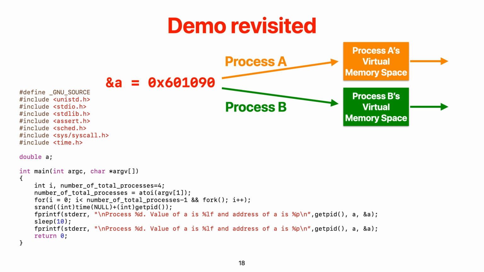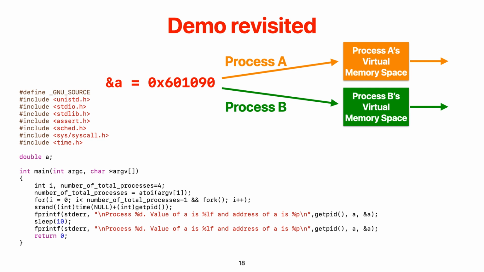So with the virtual memory abstraction, with the demo that we just saw, even though both programs have the same address for variable A, for process A this address will go to its own virtual memory space and get translated into a different physical location. The same thing for process B: it will go to a different physical location. And because they have different physical locations, even though they have the same virtual memory addresses, they would have different values because the physical locations are different.